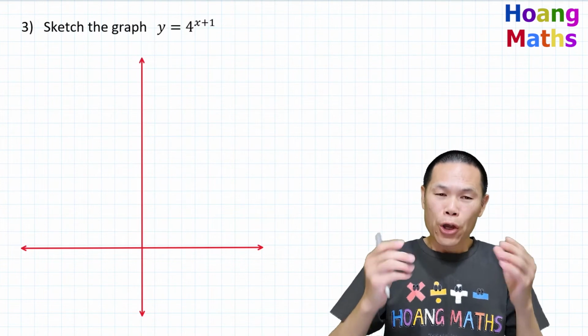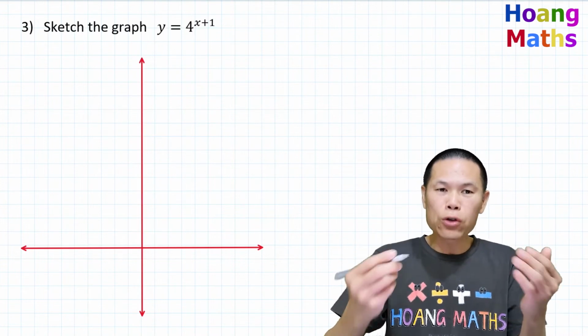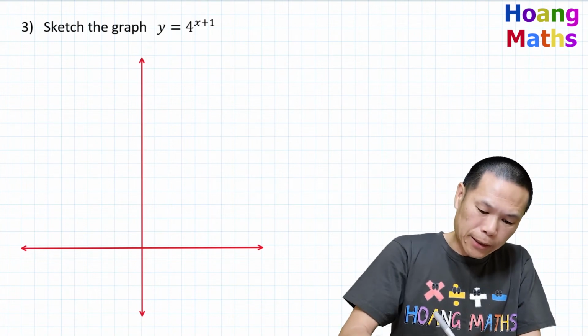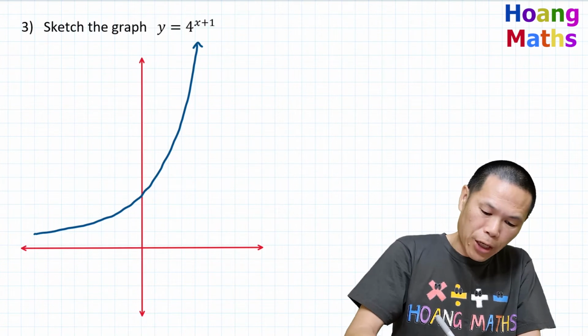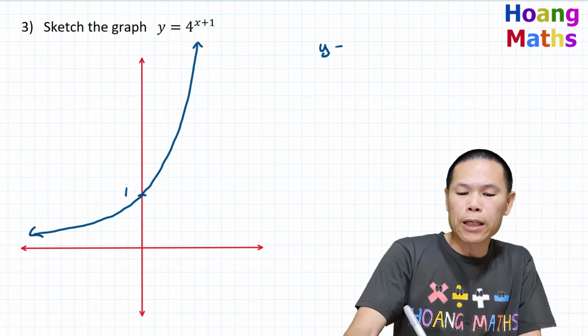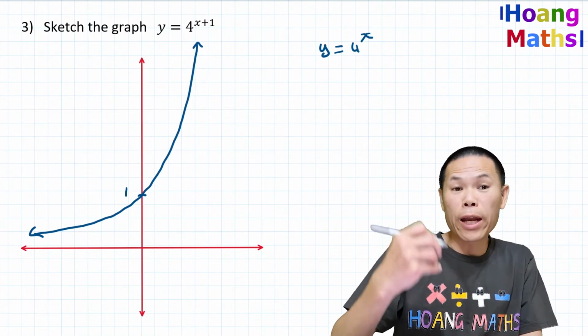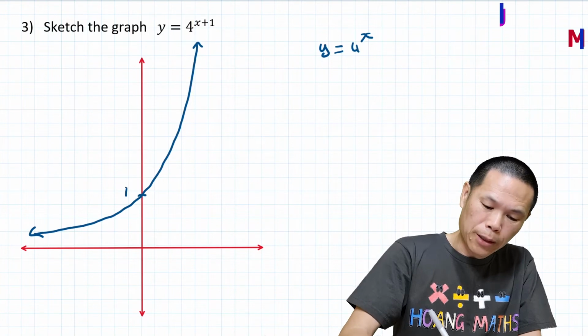First of all, we need to know the behavior of 4 to the power of x. So 4 to the power of x is like this. It's a rough sketch, right? And the y-intercept is 1 because y is 4 to the power of x. So when x is 0, 4 to the power of 0 is 1. So this is 1 here.